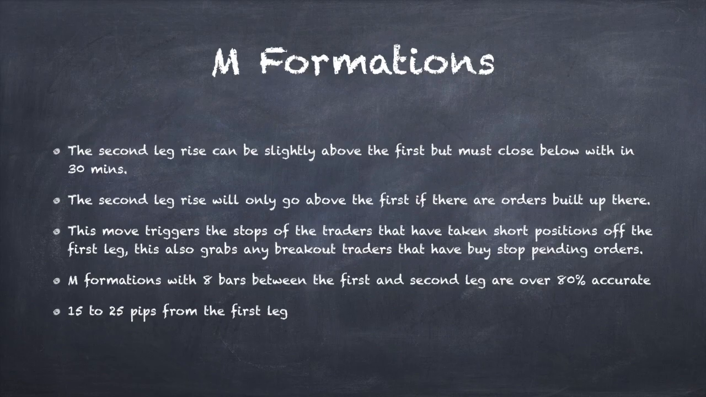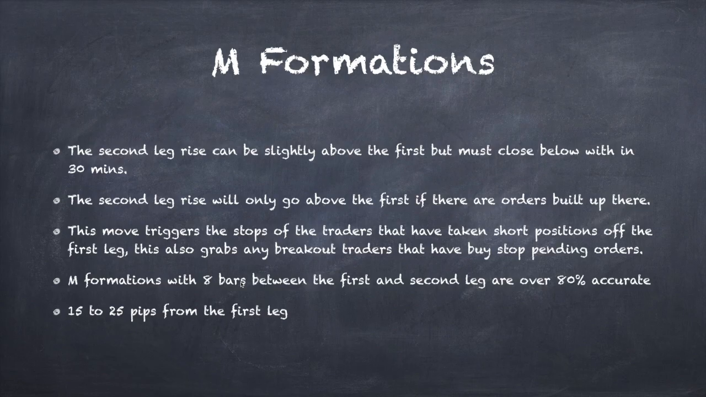What does that mean? So what that means is basically from the high of the first leg to the bottom here of this middle part, you want it to be 15 to 25 pips from the first leg. So this first move down, ideally, you'd want it to be 15 to 25 pips from the first leg high. Okay? So now you got some very, very specific rules to go off of.